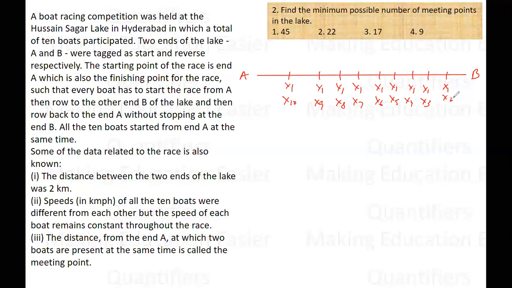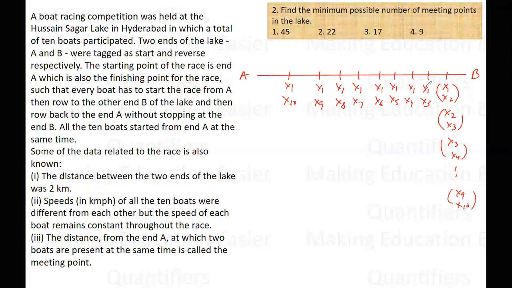Right, so these are 9 points, and we proved that it is very much possible that since x1 and x2 are meeting at this point, x2 and x3, the next two boats with consecutive speeds, will also meet at this point. x3 and x4 will also meet at this point, and so on. x9 and x10, which have two consecutive speeds, will meet at this point.